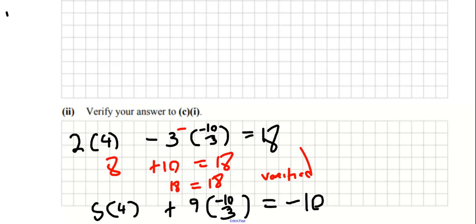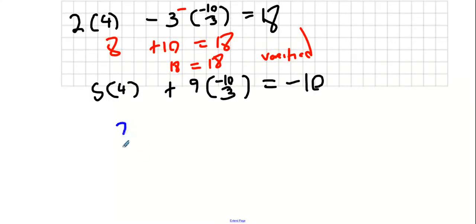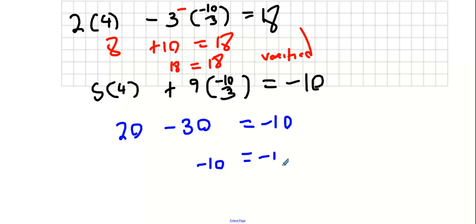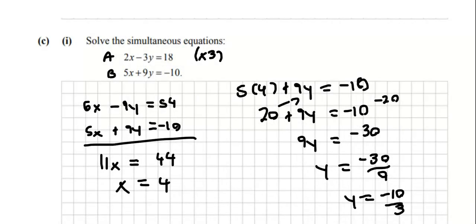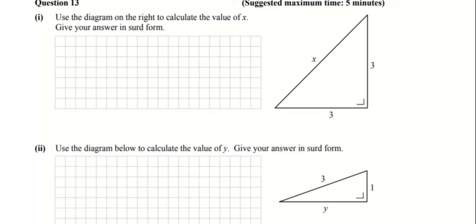And then the second equation, which is going to be 20, and then 9 times that is minus 90 over 3, which is minus 30. And then minus 10 does in fact equal minus 10. So this one is verified. Okay. Let's keep going. Question 13.